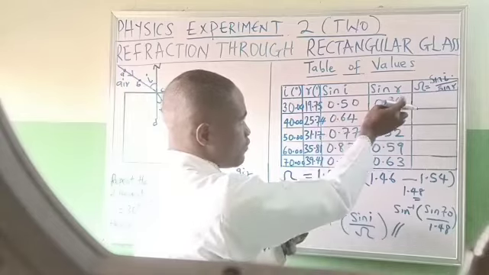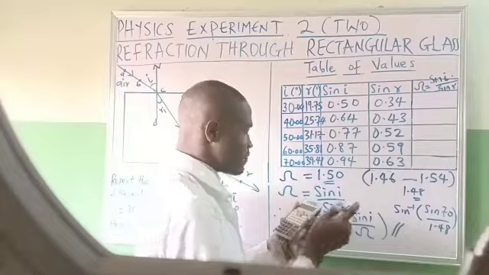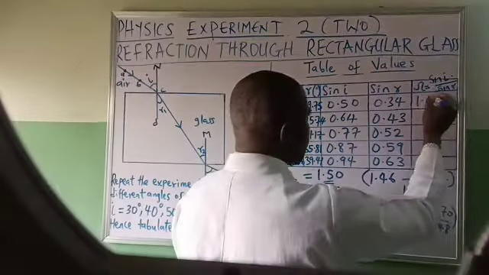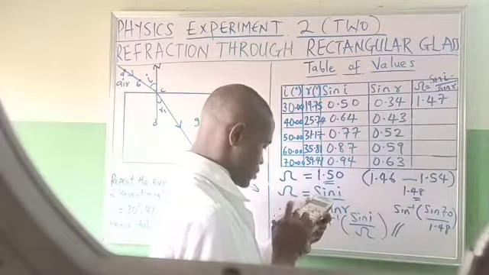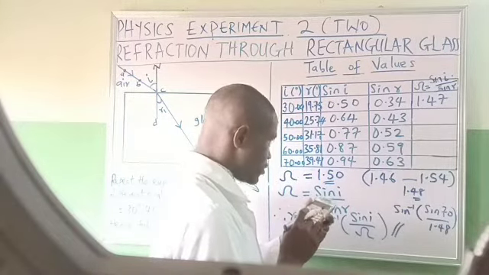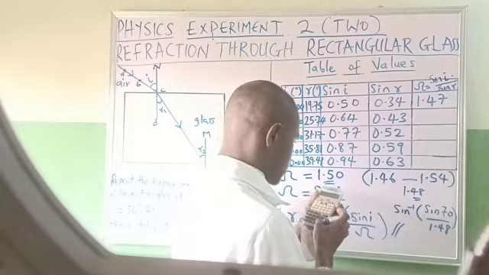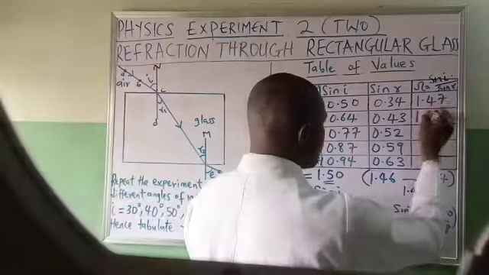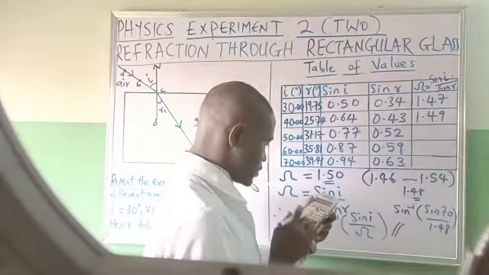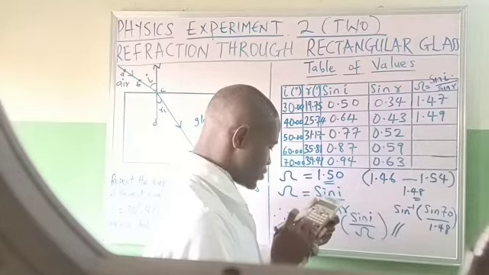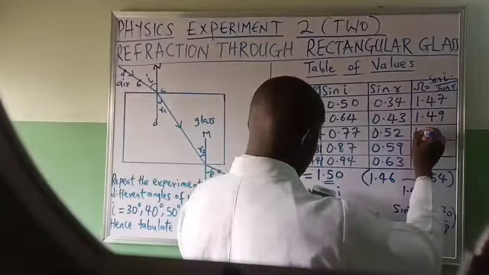Then when I get the value here, I say 0.50, which is this over this, divided by 0.34, gives 1.47. 0.64 divided by 0.43 gives 1.49. 0.77 divided by 0.52 gives 1.48.